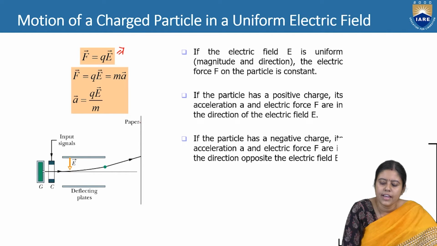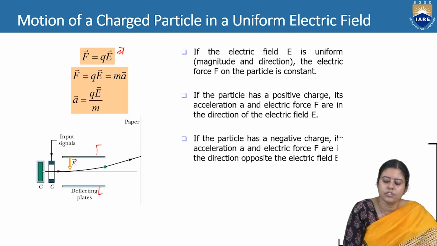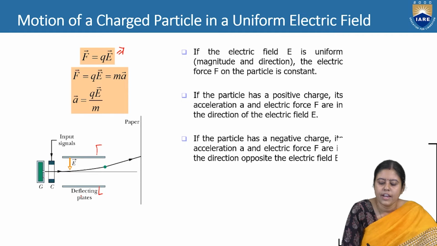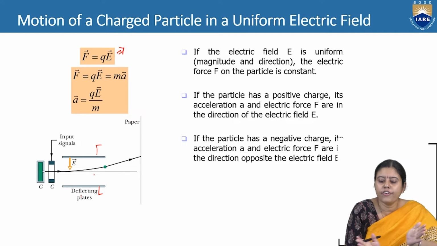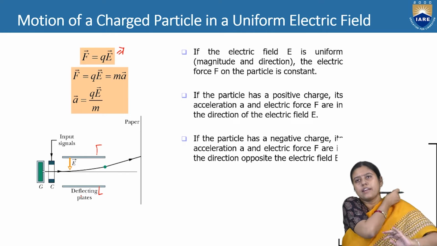You can see this is the paper and this is the input signal. This is a deflecting plate, connected to a voltage. So there is some electric field. Now if any charge enters, it will be deflected. It is not going in a straight line.